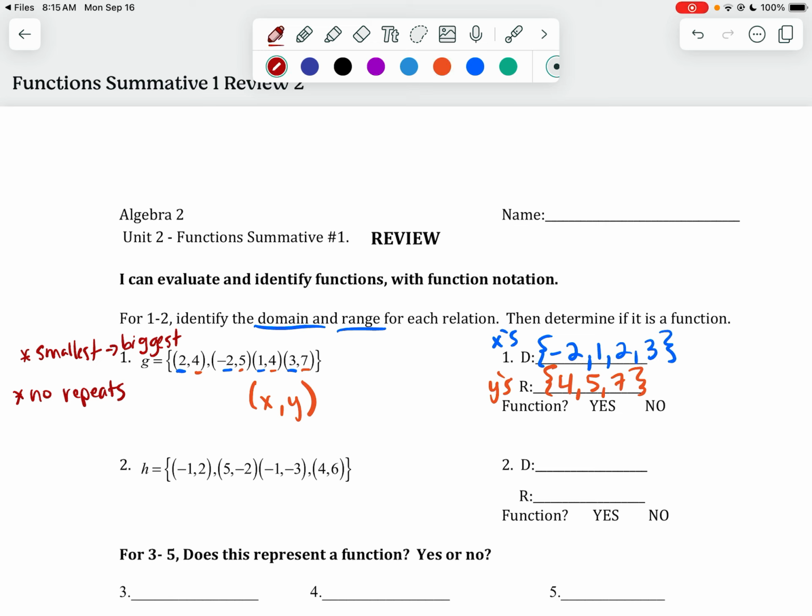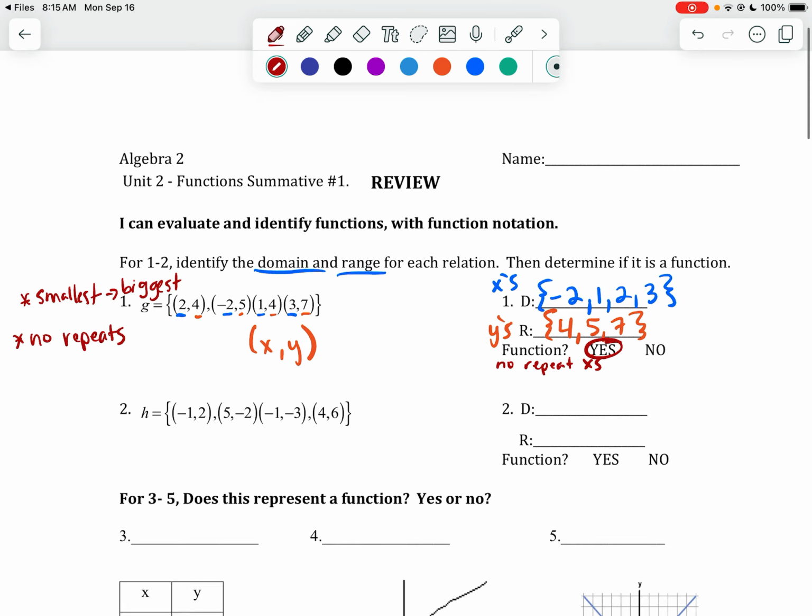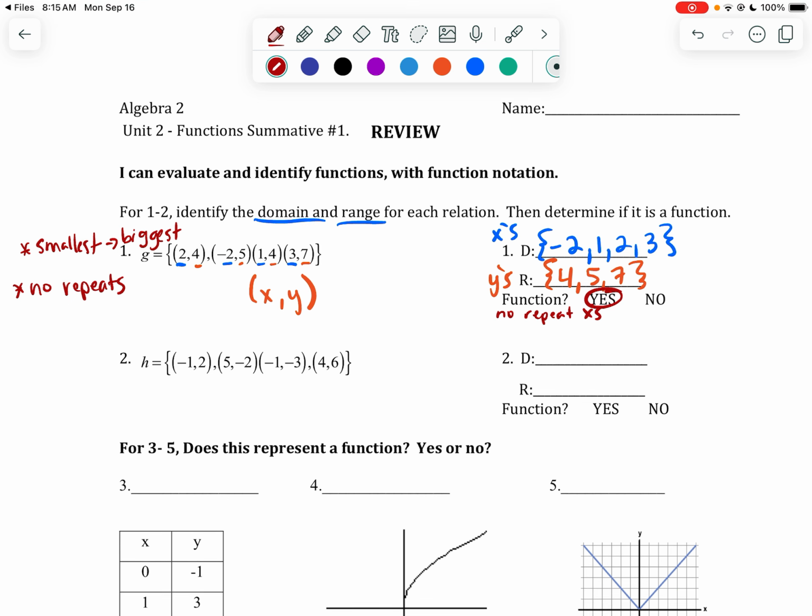To tell if something is a function or not, you are looking at your x values, only the x values. And if you see any repeats in your x's, then it is not a function. This one has no repeat x values. So that means that, yes, this one passes. It's okay that there's y's that repeat. Okay, so maybe why don't you pause me, try number 2, and then we'll check it.